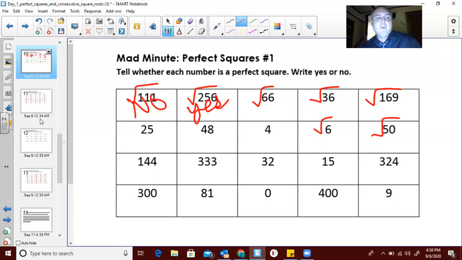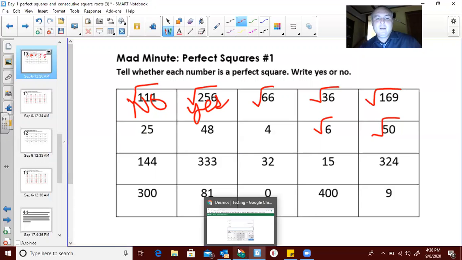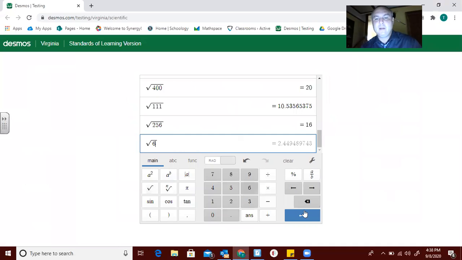Let's do a couple more and then I'll just show you the key. Again, this is just calculator math, not a problem. Divided by 66, you get 8.124 and a bunch of other numbers. What do you see first? Decimal. Can't be a perfect square.